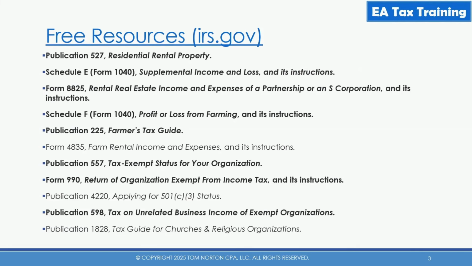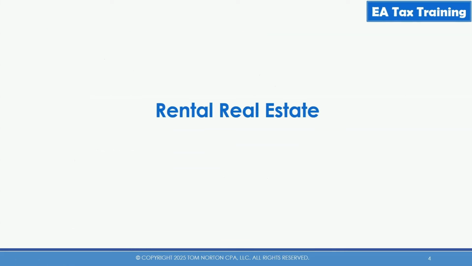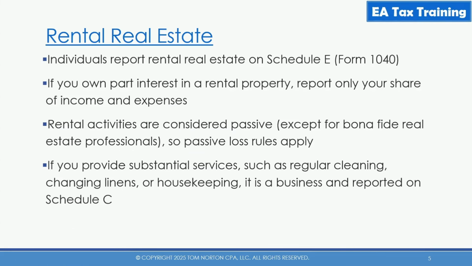Our free resources from irs.gov. The slide is kind of busy because we have 3 different topics we're talking about here. Those in bold, the first 3 there, have to do with rental real estate. Then we've got 2 that have to do with farming. And finally, 3 in bold dealing with tax-exempt organizations. I definitely recommend those that are in bold, and if you want to look up the others to get more information, you are welcome to do that as well. Our first specialized return is for rental real estate.